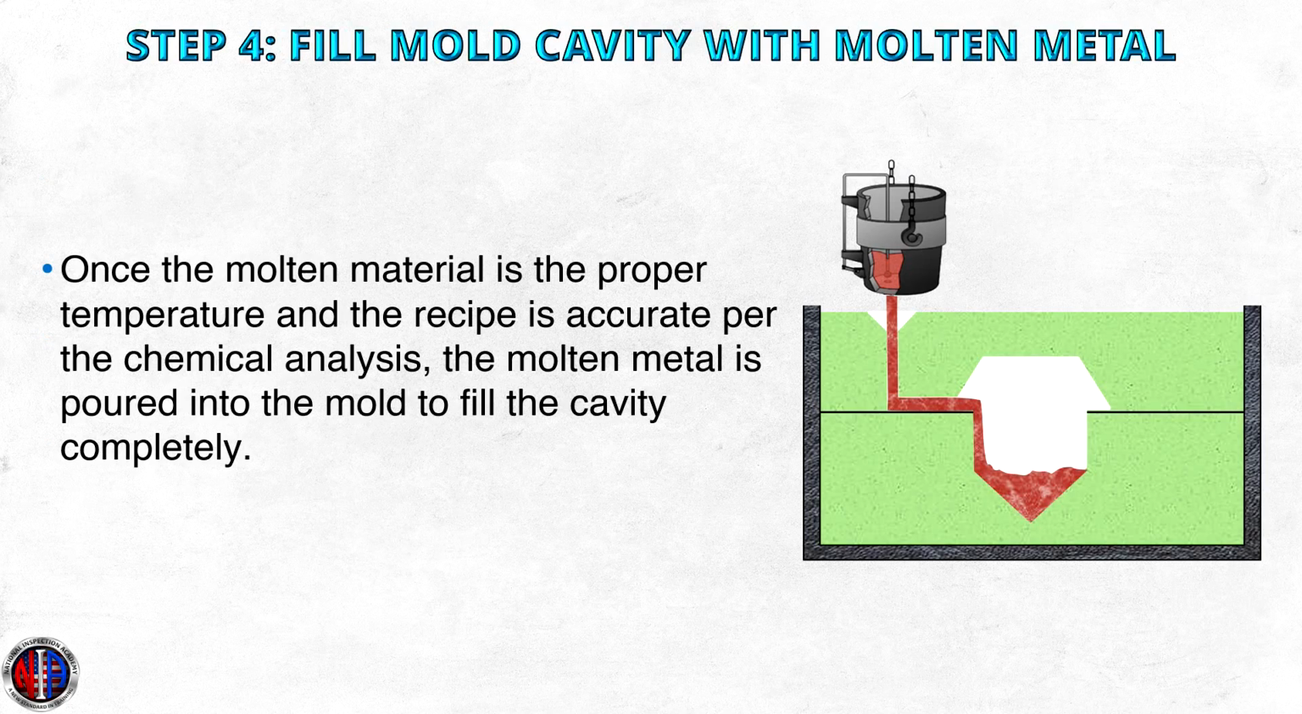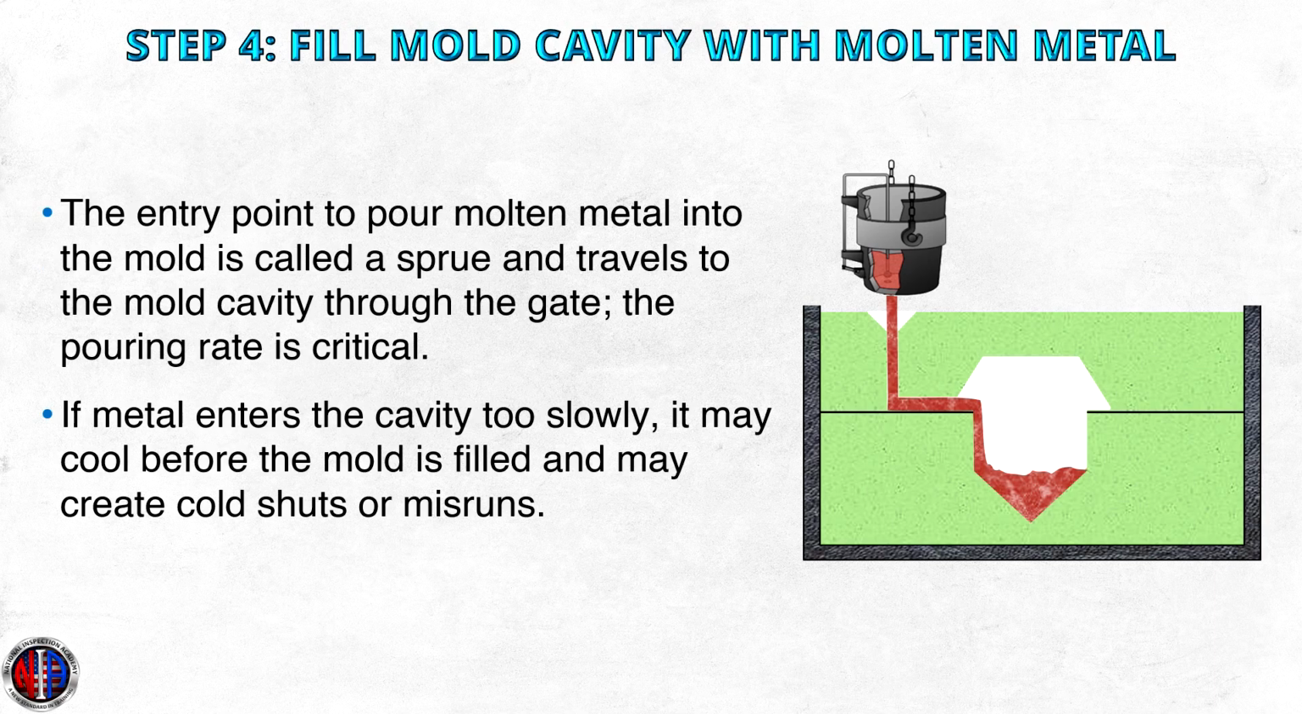Step 4. Fill mold cavity with molten metal. Once the molten material is the proper temperature and the recipe is accurate per the chemical analysis, the molten metal is poured into the mold to fill the cavity completely. The entry point to pour molten metal into the mold is called a sprue and travels to the mold cavity through the gate. The pouring rate is critical.